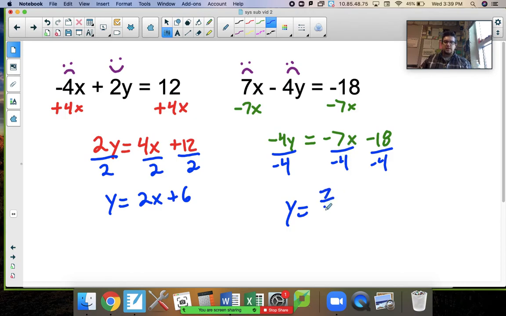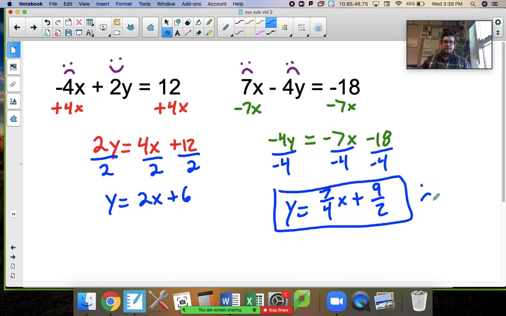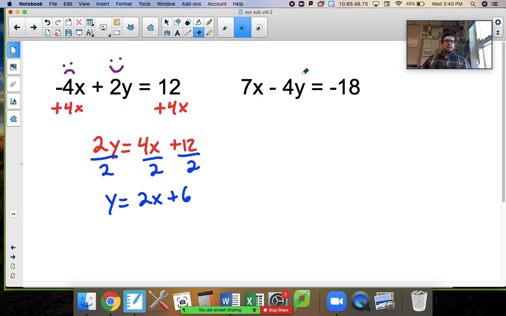Unfortunately, 7 and 4 aren't divisible. We're left with a 7/4 x. -18, -4, also not divisible. We can simplify and we get 9/2. If we had chosen this frowny face, we're dealt with these fractions. And that's what makes me sad. That's why I had the frowny face in that one. So choosing them mathematically doesn't matter. It's just how hard of a problem do you wish to create for yourself.